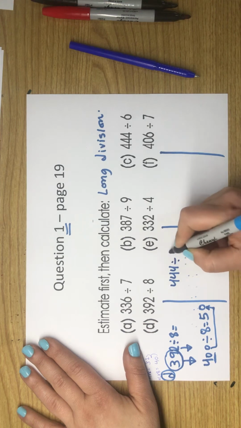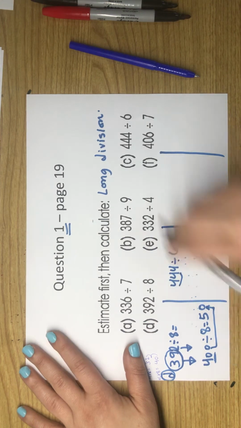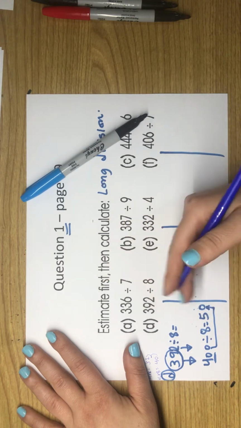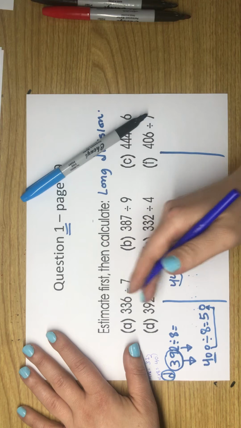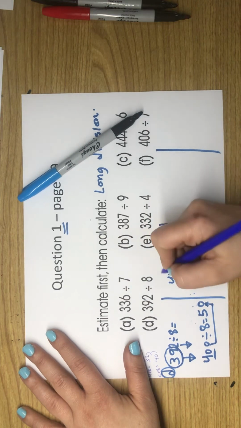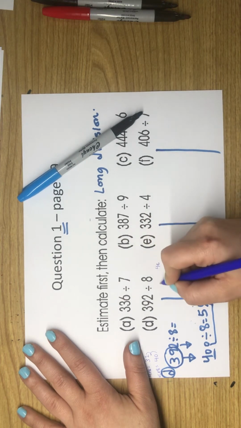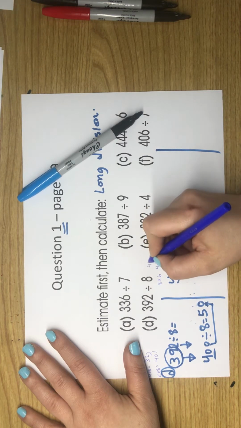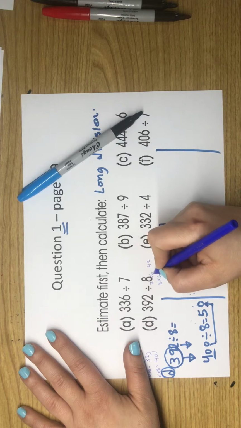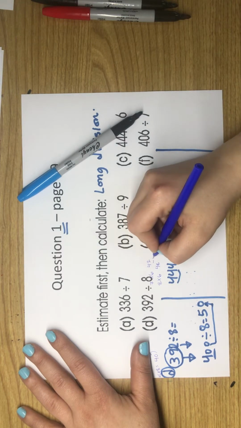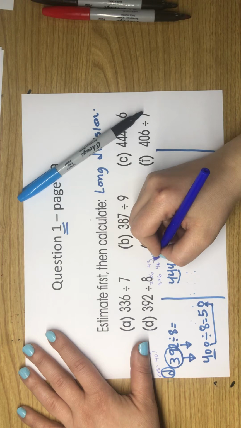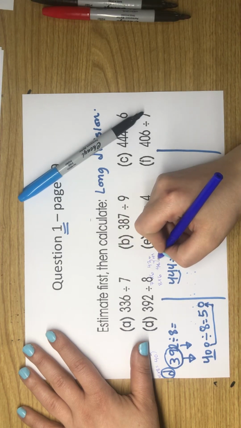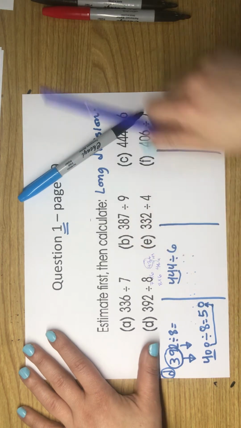444 divided by 6. Let's look at 44. What are the multiples of 6 that are above and below 44? We know it's 48, which is 8 times 6, and 42, which is 7 times 6. 44, is it closer to 42 or 48? Here it's only 2 steps. Here is 4 steps. So I'm going to pick 42.